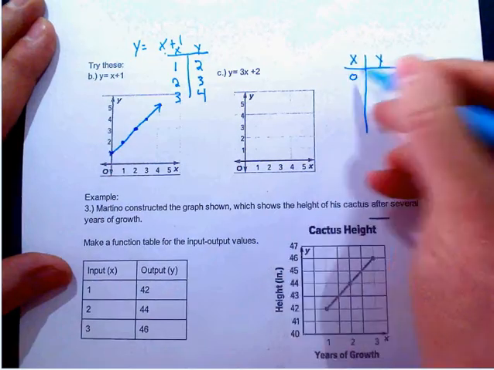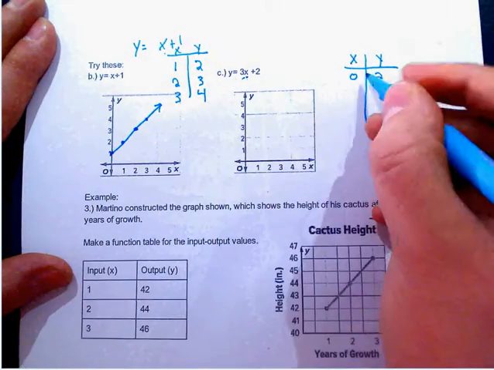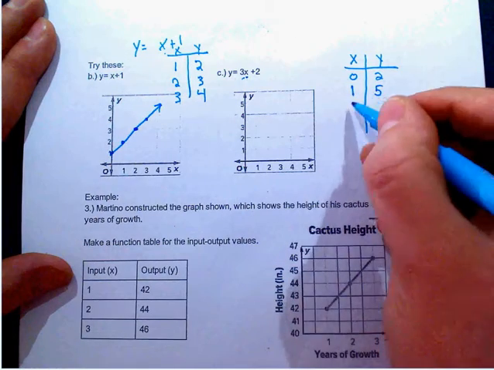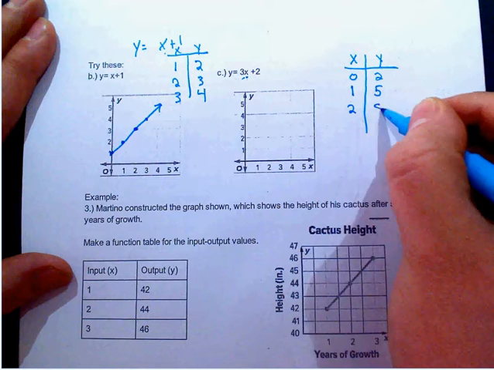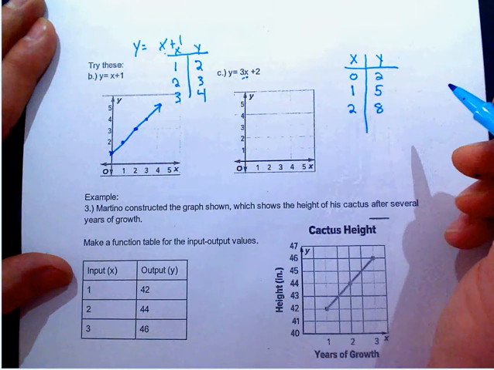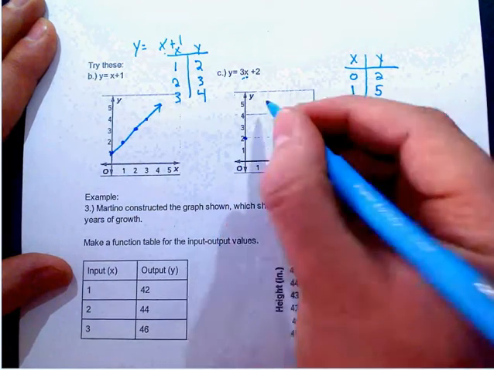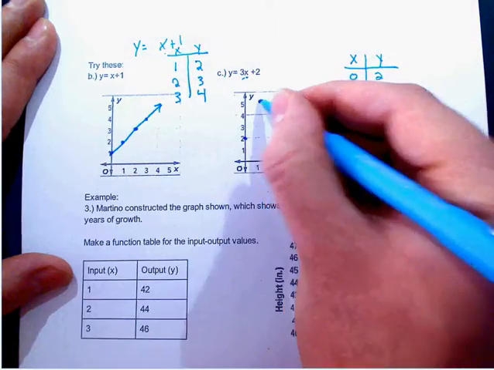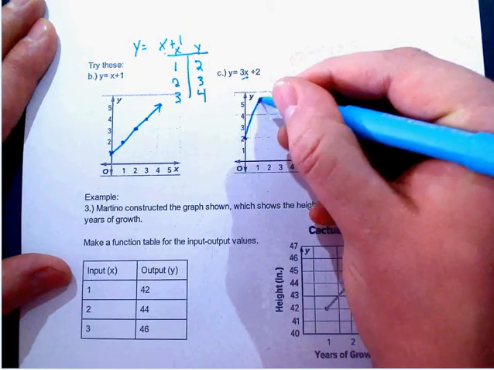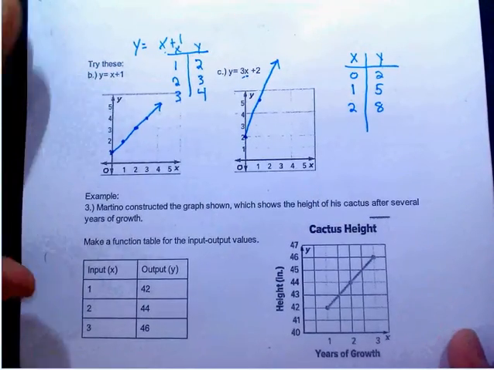If x is 0, y is 2. 3 times 0 is 0 plus 2 is 2. If x is 1, y is 5. If x is 2, y is 8. Okay, so I start at 0, 2, then 1, 5, and then 8's way up there.